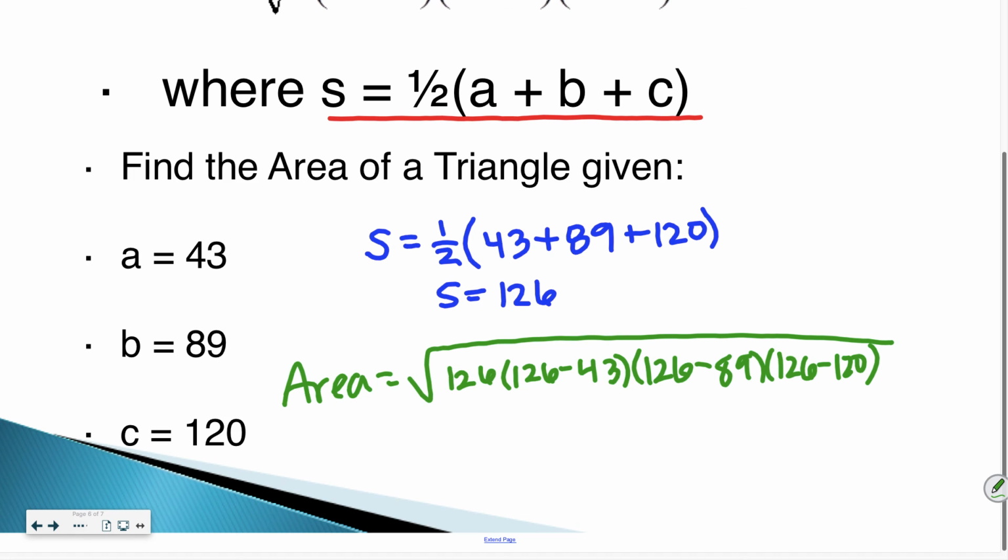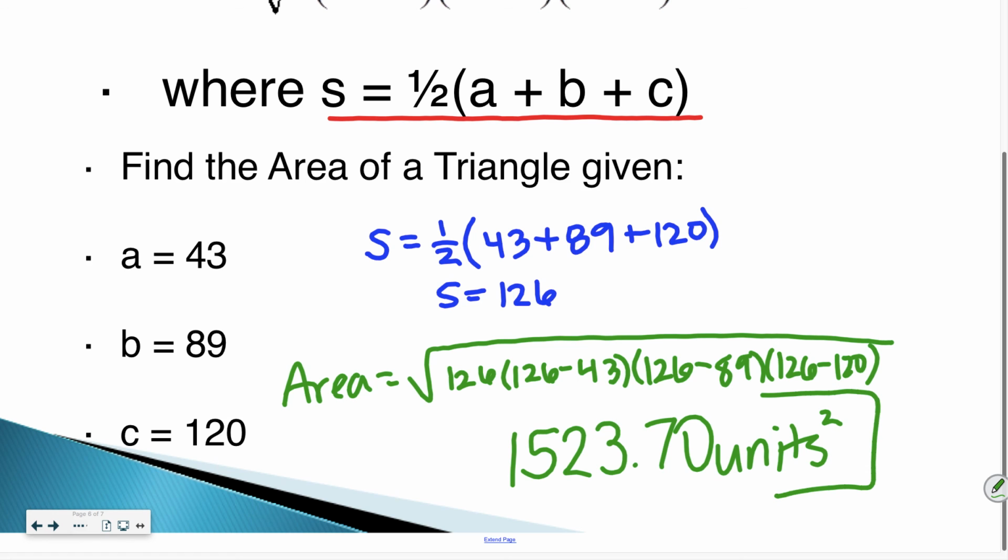Grace P, what do we get? 1,123 point something. Square units. I don't know what the units are, but it's square units because we're talking about area.